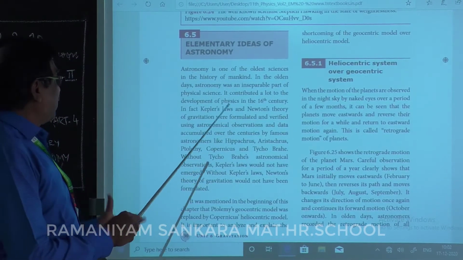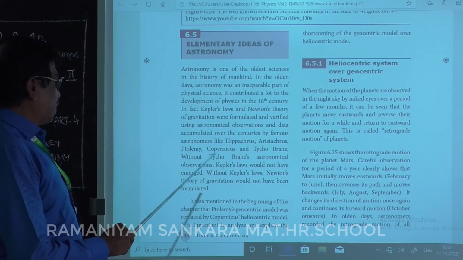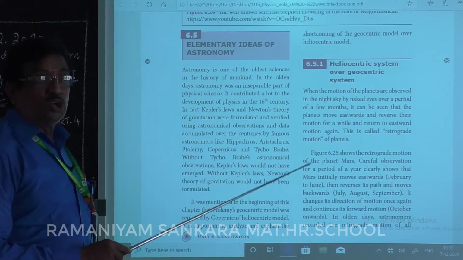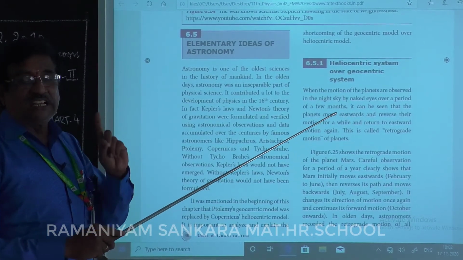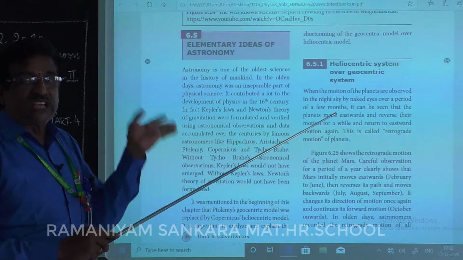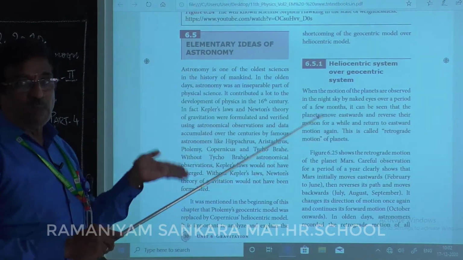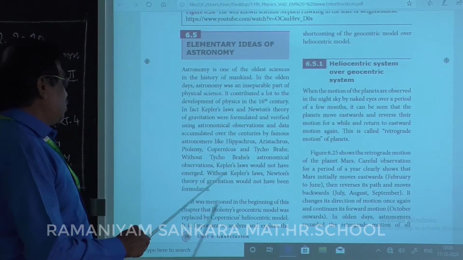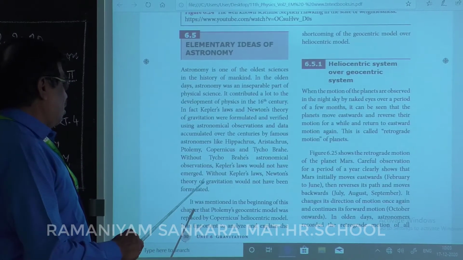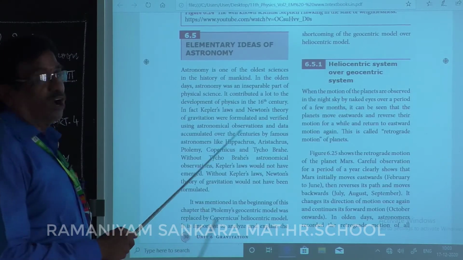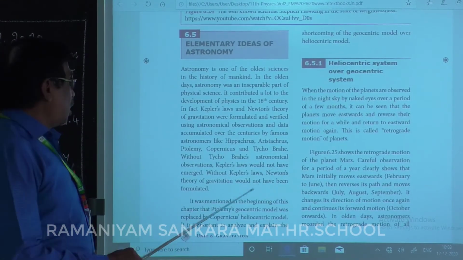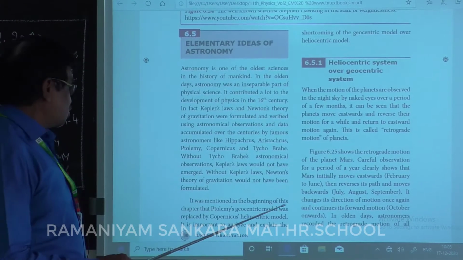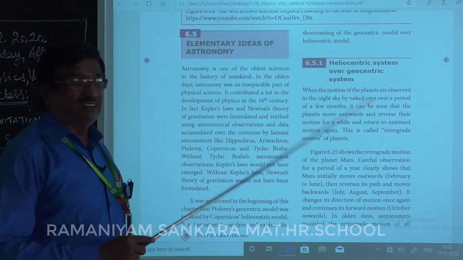So they all gave the elementary ideas. Without Tycho Brahe's astronomical observation, Kepler's law would not have emerged. So not one scientist has brought it; there are so many scientists. They gave the fundamentals, and from the fundamentals the new things were discovered. Without Kepler's law, Newton's theory of gravitation would not have been formulated. So Newton got the idea from Kepler, then he formulated Newton's law of gravitation. This is all introduction, just to learn.